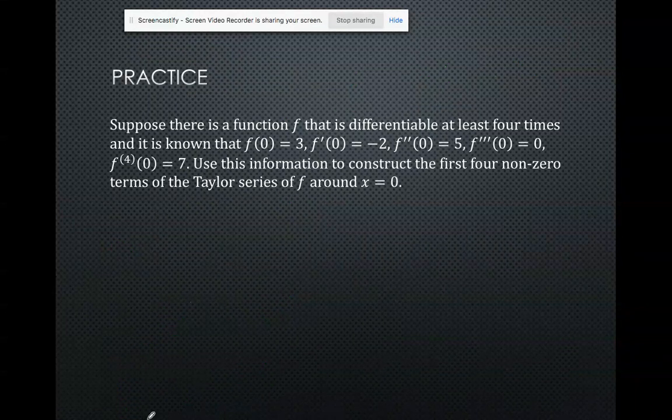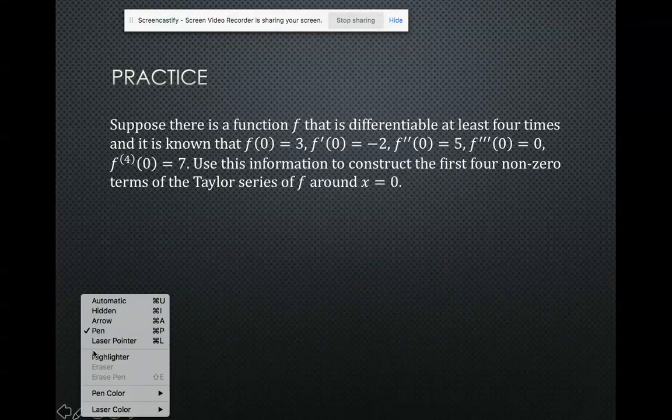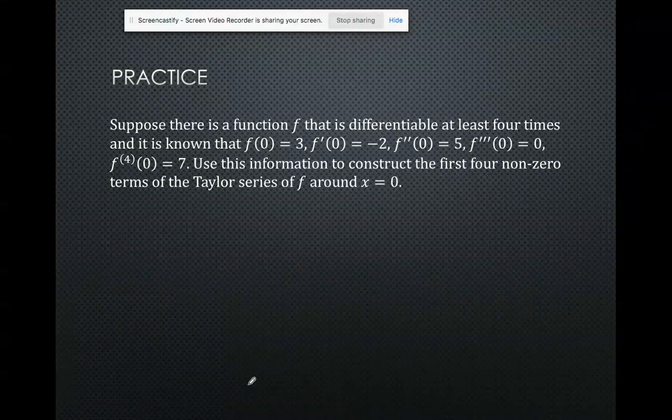All right, here's another one. So, AP style. Suppose I have a function that's differentiable at least 4 times, and it is known then, blah, blah, blah, blah. Construct the first 4 non-zero terms of the Taylor series around a center. So they could have said Maclaurin and not named the center in this case.